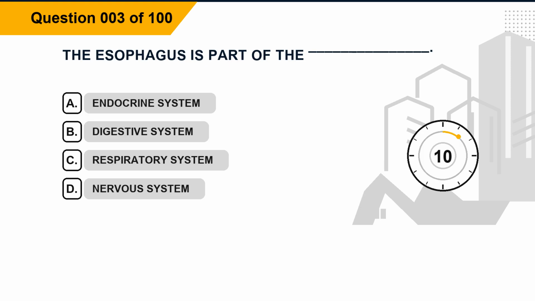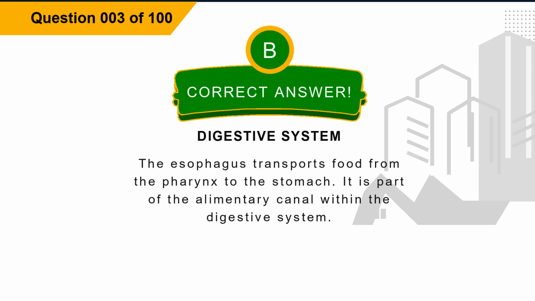Question 3. The esophagus is part of the blank. Option A. Endocrine system. Option B. Digestive system. Option C. Respiratory system. Option D. Nervous system. The correct answer is option B.